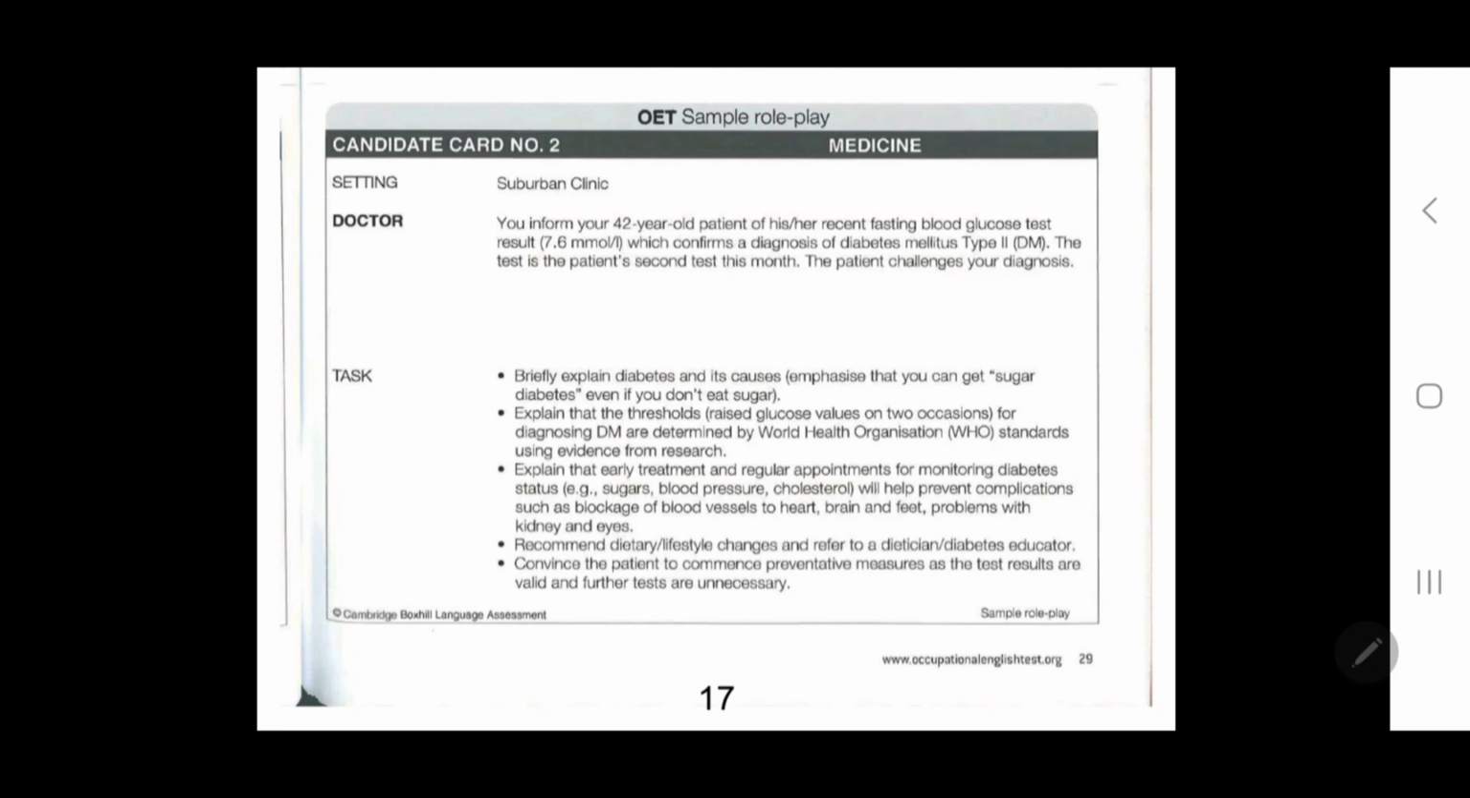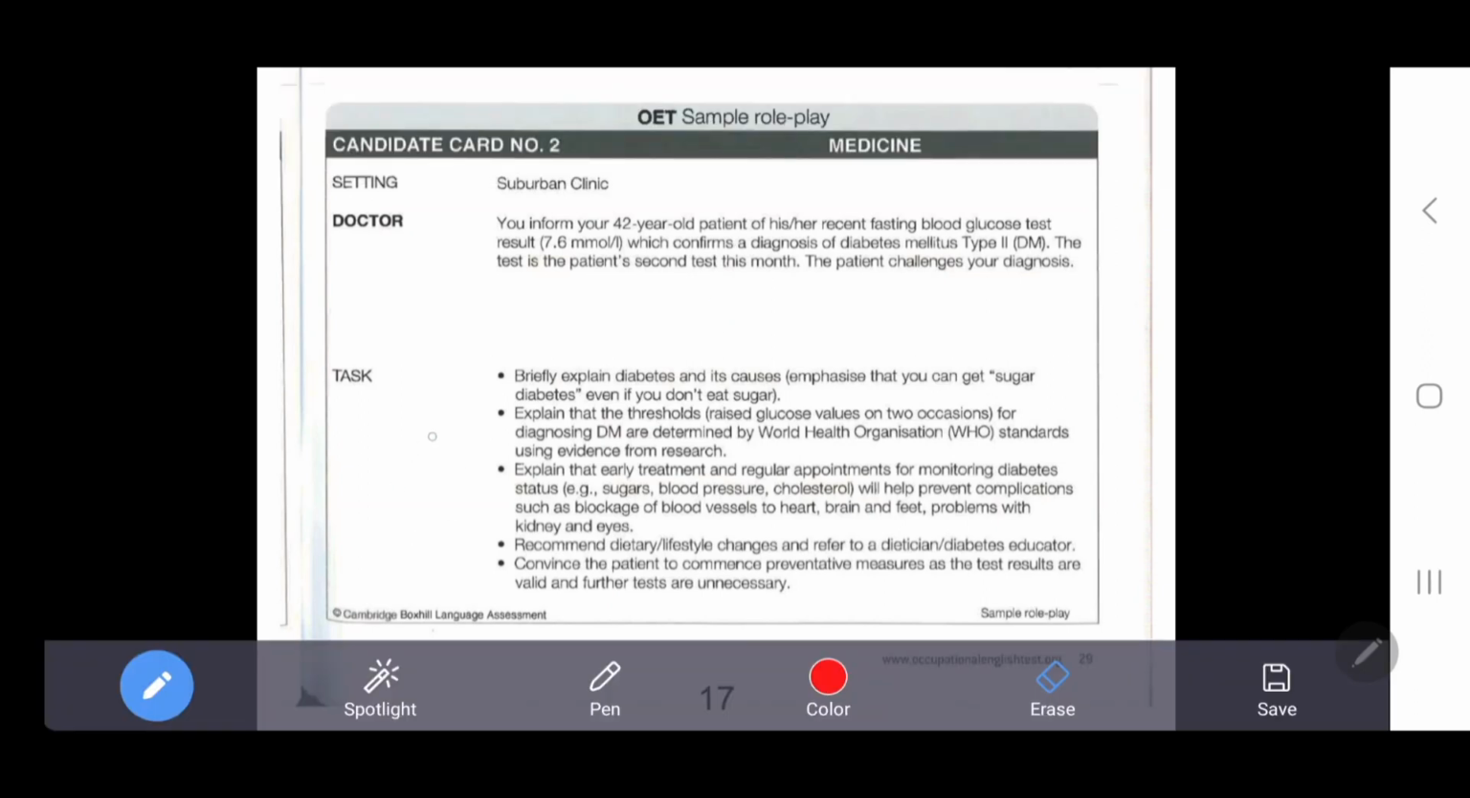Then the patient might ask you why you have conducted two tests. Then you have to show him the threshold point: as per the World Health Organization, it's a standard body. It's been proven by research that this is the gold standard now, and we have been following this diagnostic criteria for the last many years. So let me show you that this is a gold standard that has to be followed. Then you have to empathize with the patient.